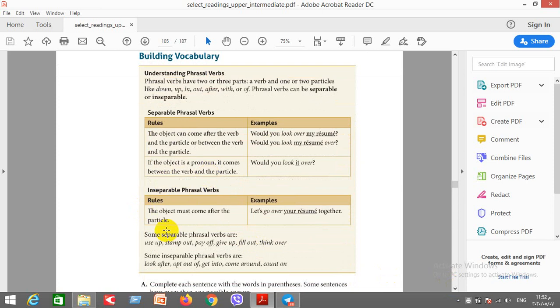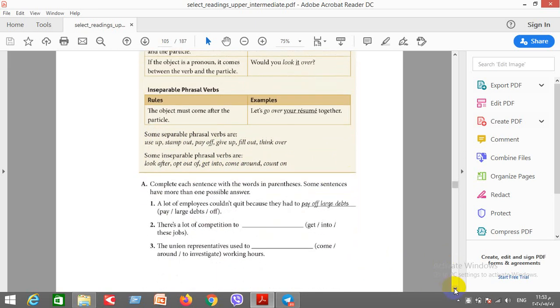Inseparable phrasal verbs: the object must come after the particles. This is the rule: "Let us go over the resumes together." The separable ones it explains are: use up, stamp out, pay off, give up, fall out, think over. The second type is some inseparable phrasal verbs: look after, opt out of, get into, come around, count on. You should memorize these.